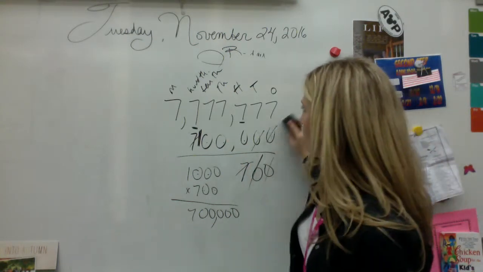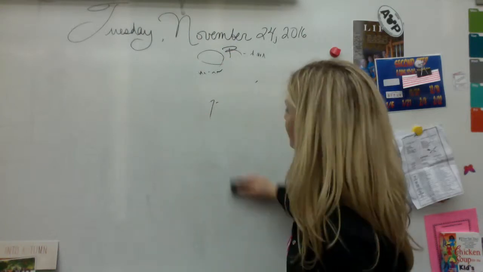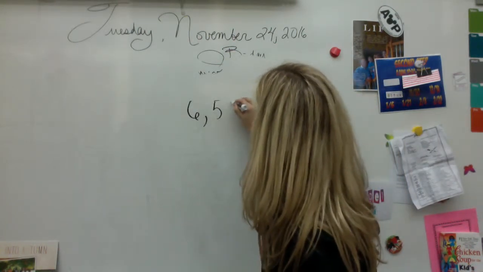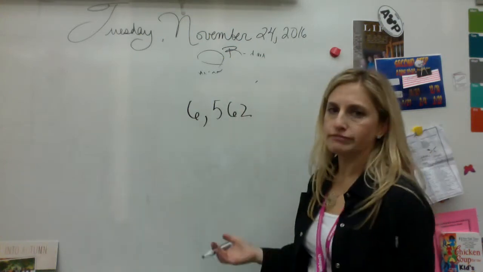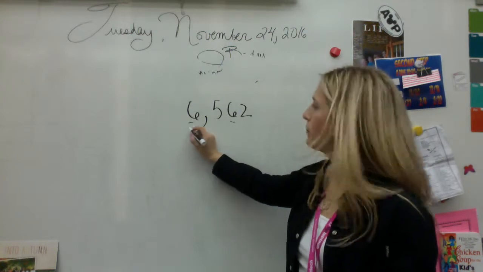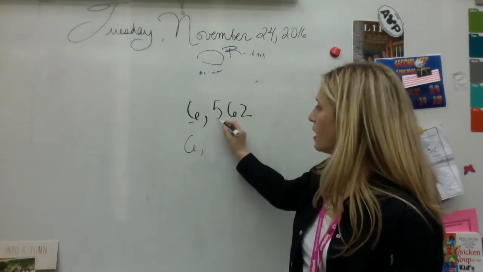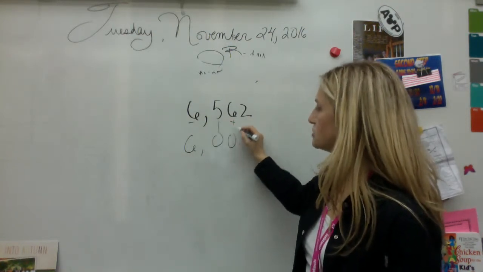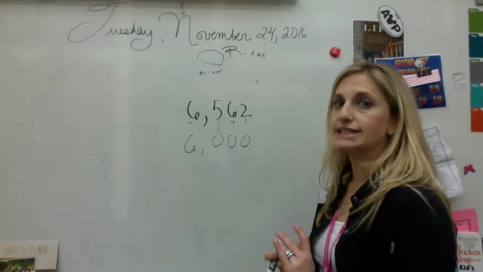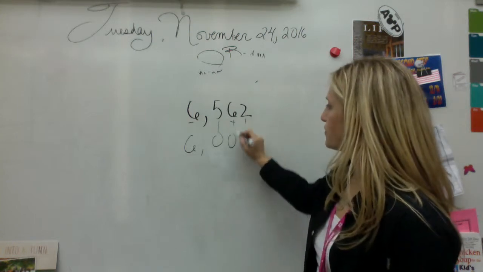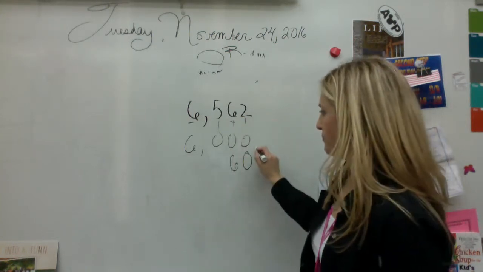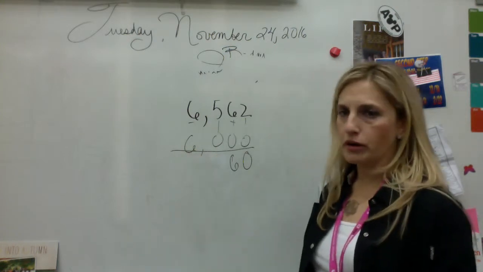I'm going to do another one. I'm going to make it a little bit simpler. Okay. Obviously, I'm going to use the number 6. So the value of the first 6, I pop it down into the spot. And that becomes a 0, that becomes a 0, and that. So the value of this digit is 6,000. The value of this 6 is 60.